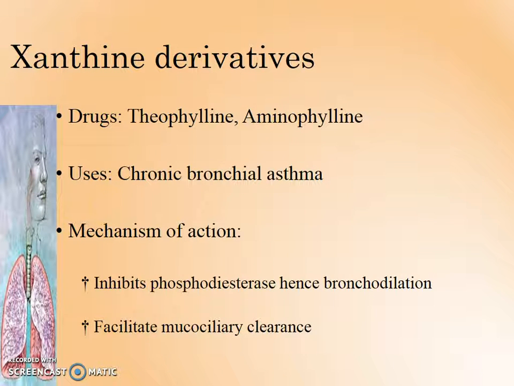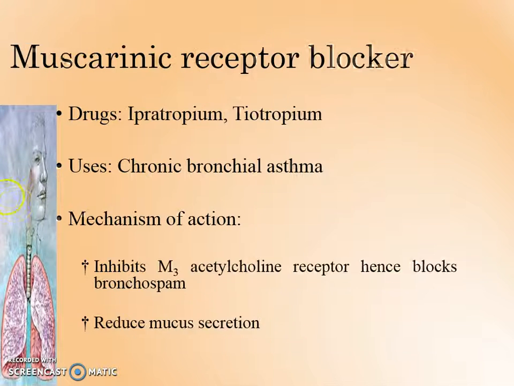Next are the xanthine derivatives. They also have almost similar action, but their intensity is less as compared to that of the beta agonists. Drugs include theophylline and aminophylline. They can be used in case of chronic bronchial asthma. Mechanism: they inhibit phosphodiesterase, the enzyme which is responsible for breakdown of cyclic AMP. So that's why this further leads to bronchodilation. They are also able to facilitate mucus clearance.